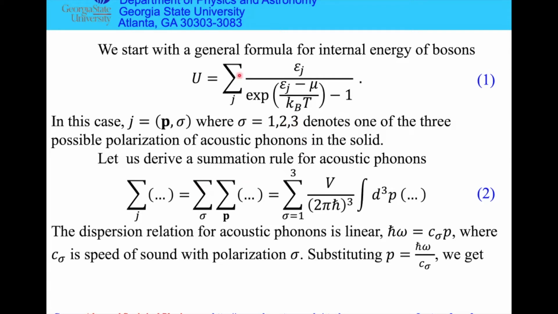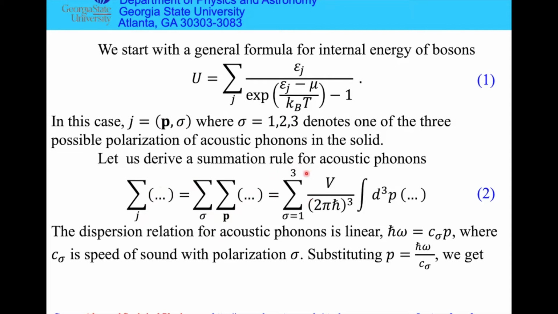Keeping this in mind, we'll try to understand what is the summation over a state of a particle in the Hilbert space, given by P and sigma. So what's shown here is any expression that depends on J, particularly this expression. So this is a sum. J is two-component: a sum over sigma, over polarizations, and a sum over momentum. And this expression depends on polarization and momentum.